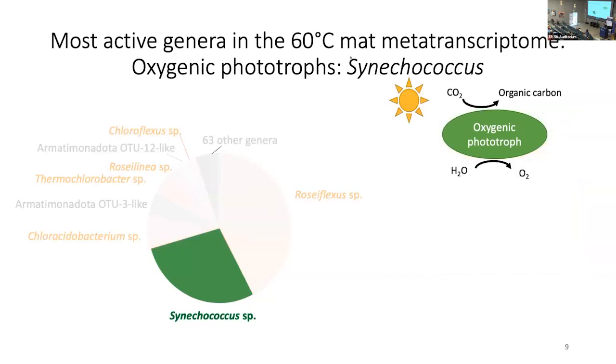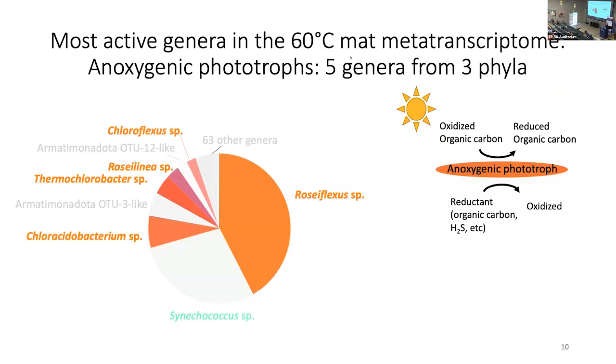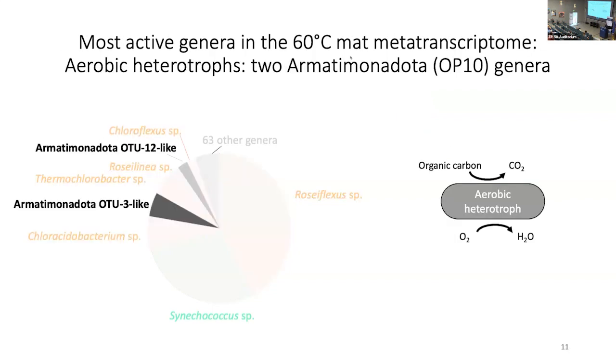First, our cyanobacteria and oxygenic phototroph, we're calling it Synechococcus. There's a lot of taxonomy debate right now, so this is what we think is the main primary producer. It fixes CO2 and also produces oxygen. We also have 5 genera of anoxygenic phototrophs from 3 different phyla. These use a variety of different carbon sources and reductants for their metabolism. There's been a lot of work on these in this mat, and I'm not going to go into them today. Today I wanted to focus more on our 2 heterotrophs that we predicted to be aerobic heterotrophs from Armatinomona, which used to be called OP10. The names don't mean too much here, but we're going to call one OTU3-like and one OTU12-like for today.